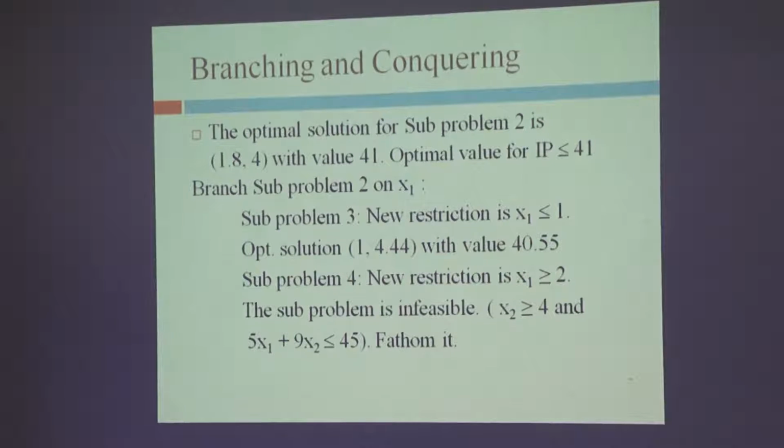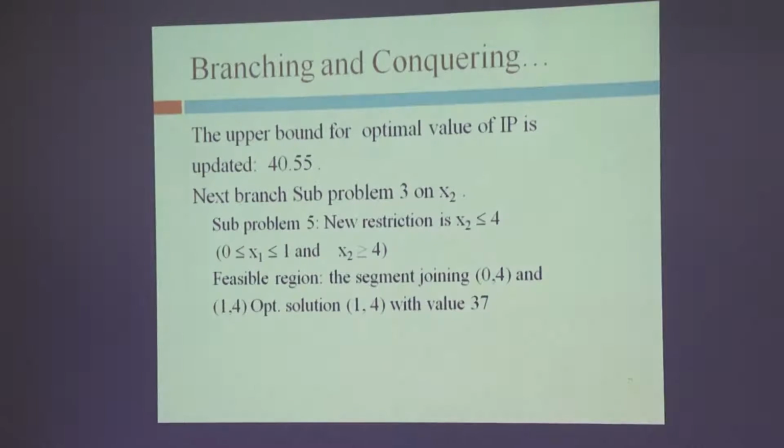It does not matter. Earlier we had applied x2 once. Even now we are going to apply x2, no problem. So here again the answer value is 4.44. So it will be x2 less than or equal to 4 or x2 greater than or equal to 5. Okay. Next, branch on x2: the new restriction is x2 less than or equal to 4, and subproblem 6 will be x2 greater than or equal to 5.